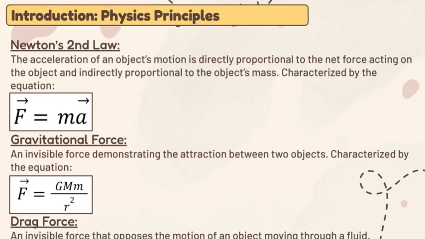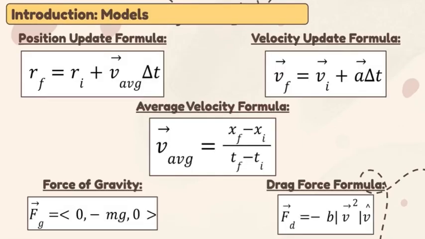Gravitational force can be understood through the following equation. Force equals the gravitational constant times the mass of both objects you're observing divided by the distance between the two objects squared. It is an invisible force that shows the attraction between two objects. Drag force is what opposes the motion of an object as it moves through a fluid, otherwise known as air resistance. The following models were used throughout this experiment.